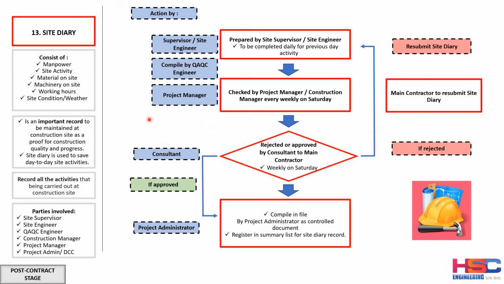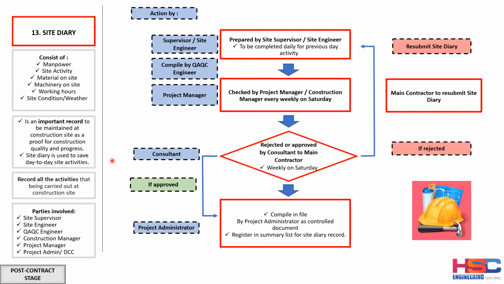Next, another important item during the post contract is the site diary. This site diary is very important, where you have to record every day the manpower, the site activity, the material received on site, the machinery on site, and the working hours, and also record the site condition and the weather. It is important to record. It is a proof of construction quality and progress.